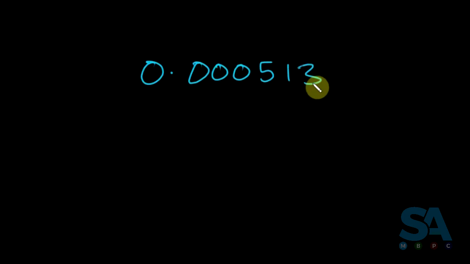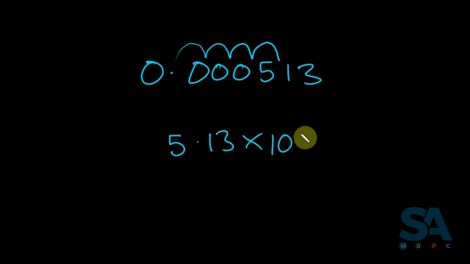If I told you to express this value in standard form, again, you would look at how many spaces you need to move the decimal point for a to be valid. In this case, it's 1, 2, 3, 4. From here, you know that the standard form for this number is going to be 5.13 times 10 to the minus 4. Minus 4 because this is a small number, and it's 4 because we need to move the decimal point over 4 spaces to make a valid.